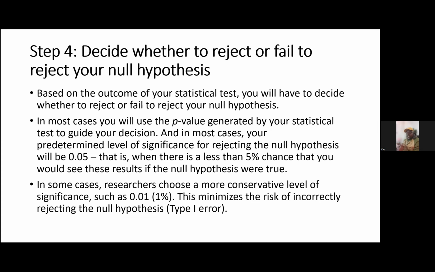And in most cases, your predetermined level of significance for rejecting the null hypothesis will be 0.05. That is when there is less than a 5% chance that you will see this result if the null hypothesis is true. You see, we are talking about the significance level: your predetermined level of significance for rejecting the null hypothesis will be 0.05.